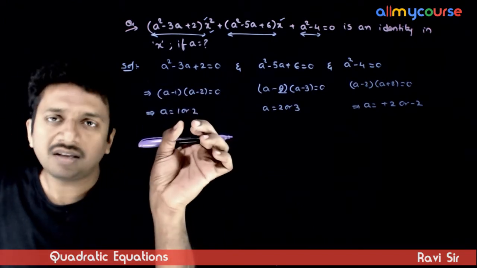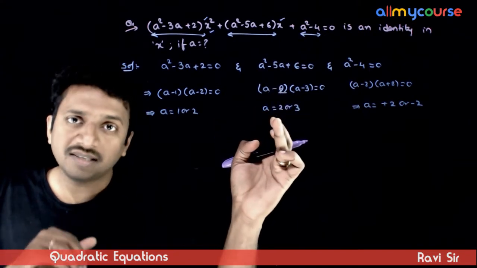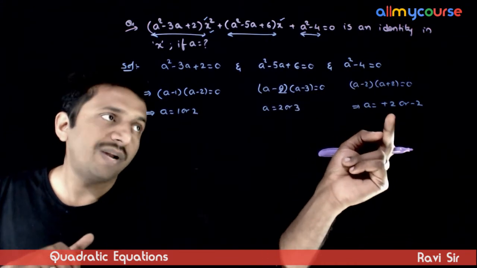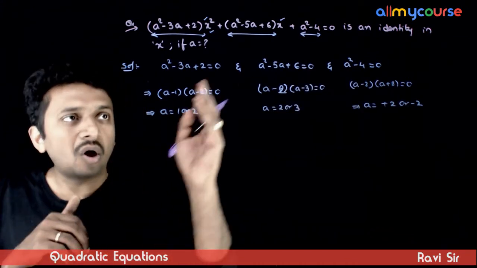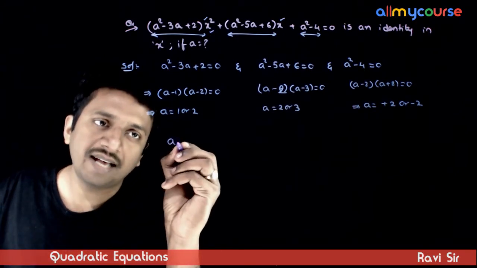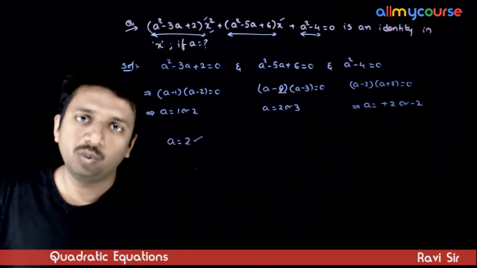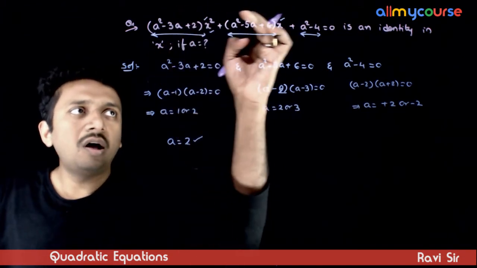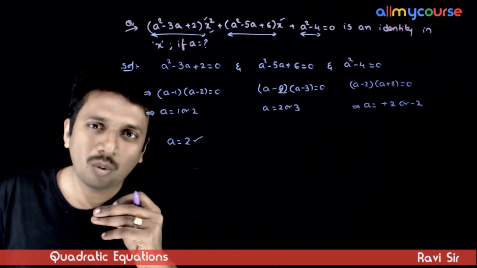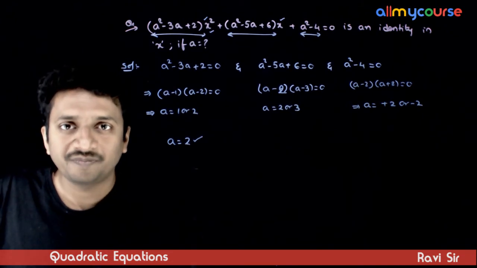So for the first to be valid, a has to be equal to either 1 or 2. If the second has to be valid, a is equal to 2 or 3. If the third has to be valid, a is equal to +2 or −2. So if all the three have to be valid, then what should be the value of a? a has to be equal to the common solution, which is 2. So if a is equal to 2, all of these will become 0. Hence you have infinite number of solutions, and this becomes an identity in x. Thank you.